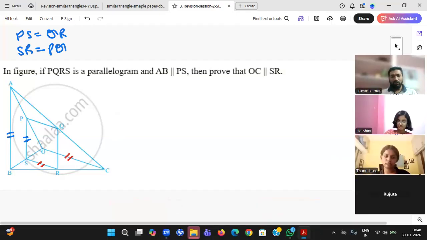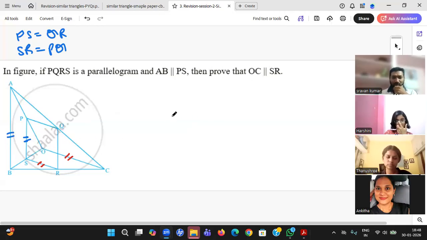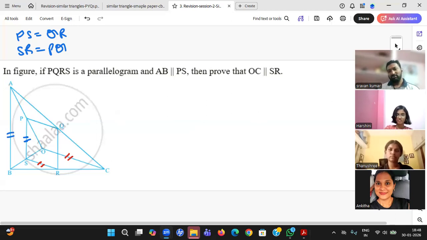Yes, Ankita, how to start, student? So first we can consider the triangle AOB. No, first of all, I want to prove OC parallel to SR. I can't say parallel directly, it's not geometry, I want one mathematical equation. If this equation is right, then they are parallel. AB is parallel to PS is given, so can we consider that triangle? You're right, student. Why are you considering the triangle? Whenever any question is coming, you need to analyze the question first. Then you can start.